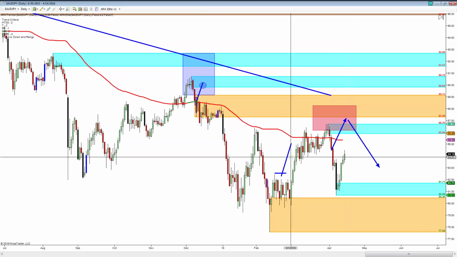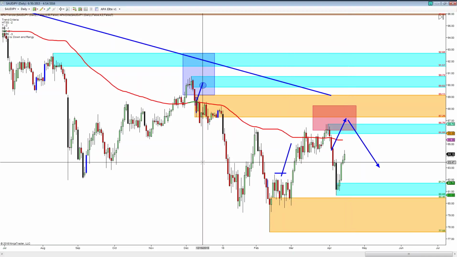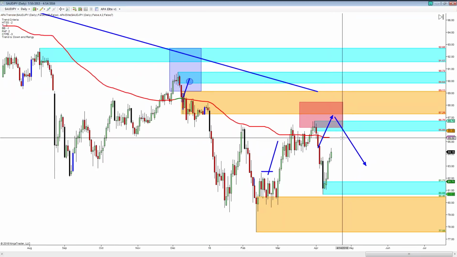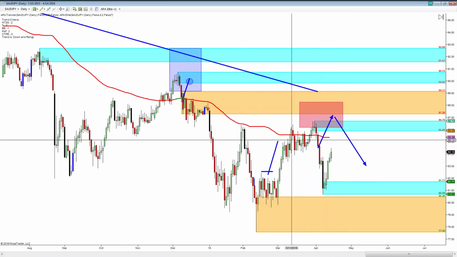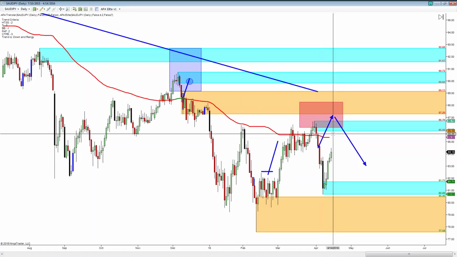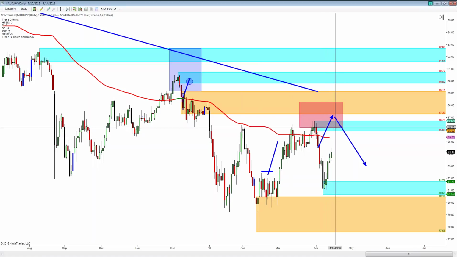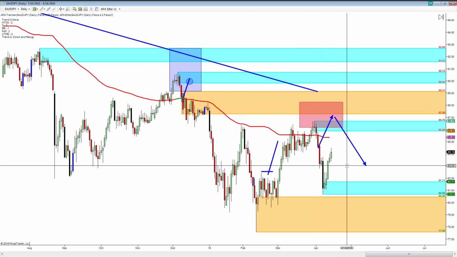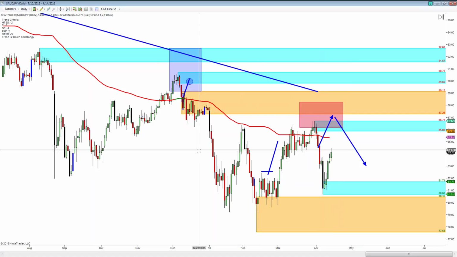I'd like to stay away from counter trend plays because this thing could stop shy of this level and come back down. It could respect this trend line like it did back here and come down, but that's yet to be seen. I would rather wait to see it respect either this aqua level or this yellow level and then take the short to the downside. So that's my take on this pair.